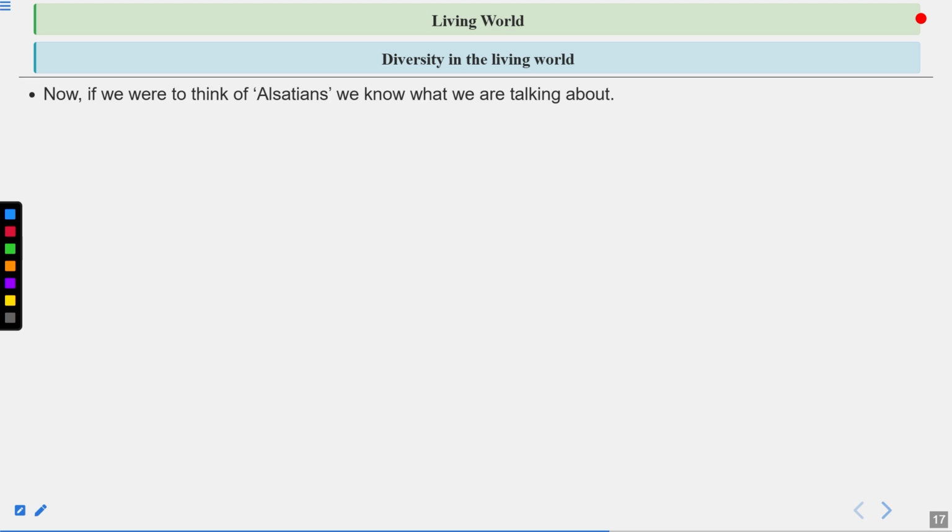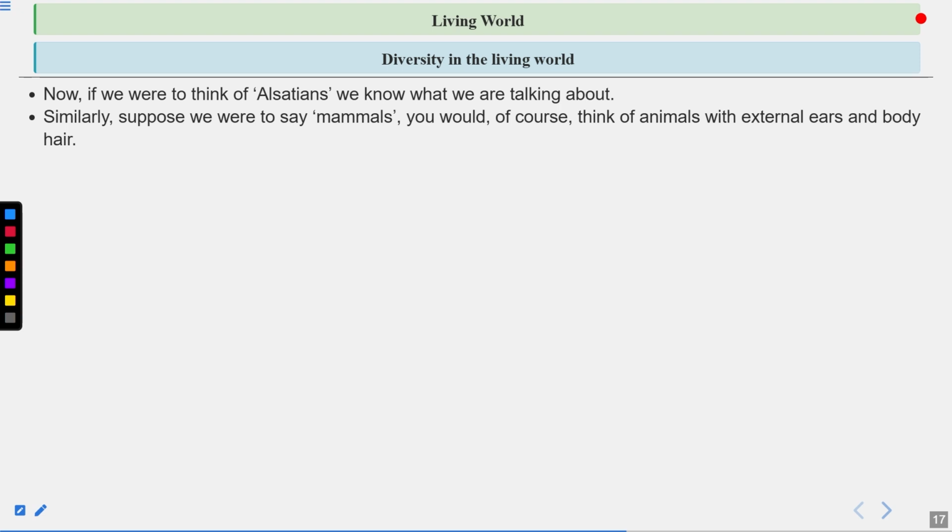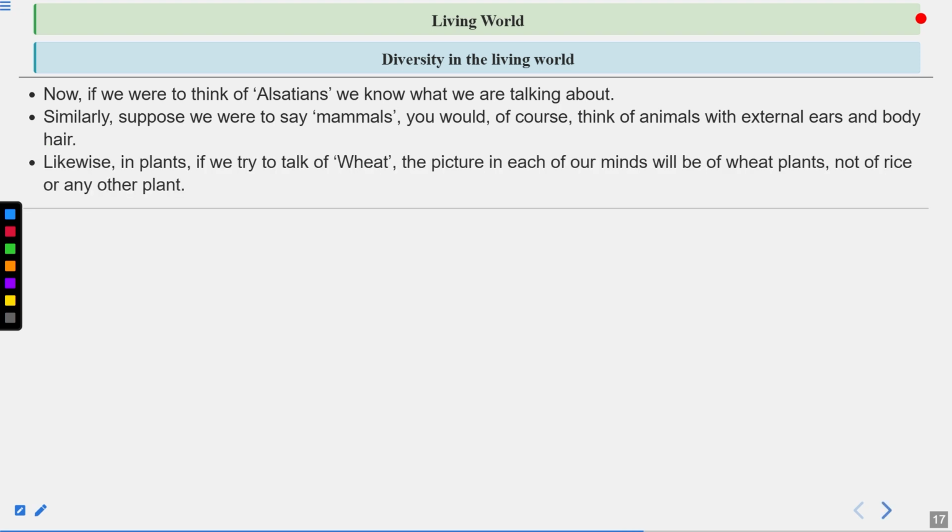Now, if we were to think of Alsatians, whenever you talk about Alsatians, we know what we are talking about. We have an image in our mind. Similarly, suppose we were to say mammals. You would of course think of animals with external ears and body hair. So these are the characteristic features of mammals. They have external ears, and their body is covered with hair. Likewise, in plants, if we try to talk of wheat, the picture in each of our minds will be of wheat, not that of rice or any other plant.